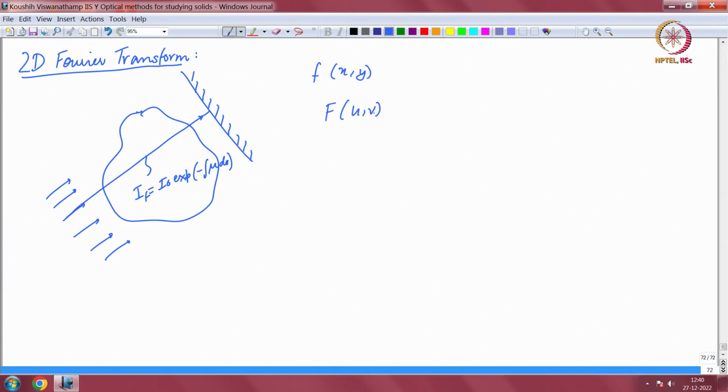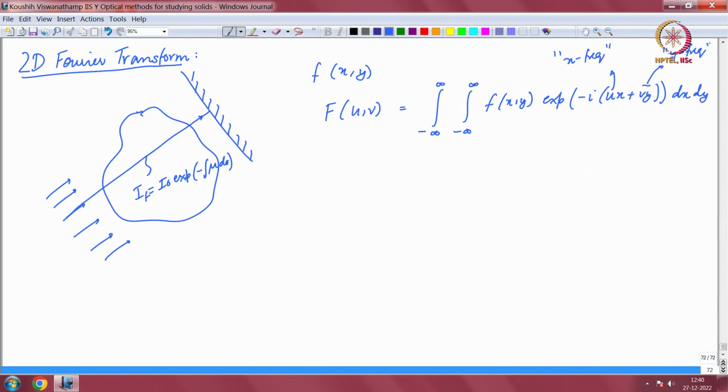Now you have two variables, so you have to transform in two variables, and it is given by the analogous expression. So you take f of x comma y, you do a 2D integral, but now you do e to the minus i times (ux plus vy) times dx dy. If you did not know anything about Fourier transforms and somebody said generalize the 1D case to 2D, this is the expression you would write down without thinking, and it is correct. So u becomes like an x frequency and v becomes like a y frequency. So you have two frequencies now to deal with, one in the x direction, one in the y direction.